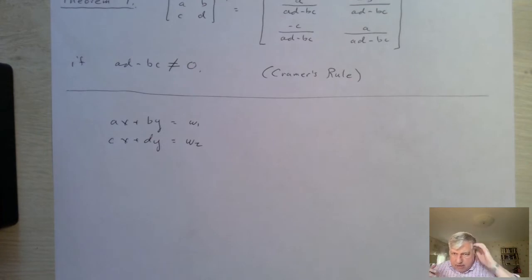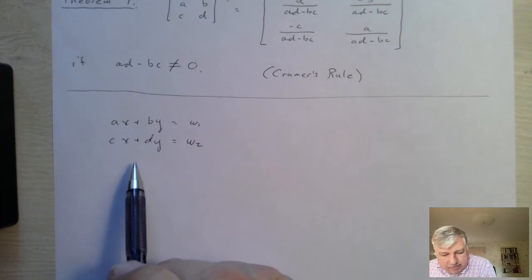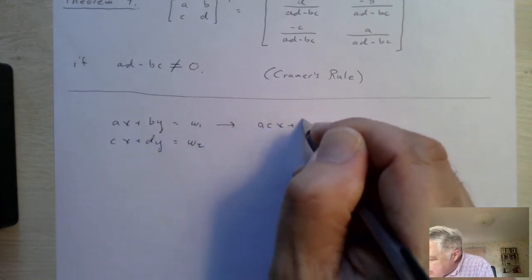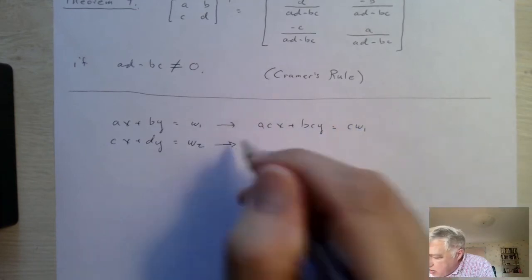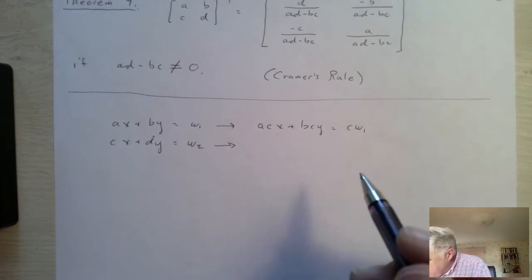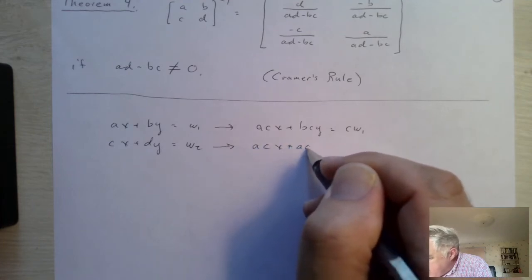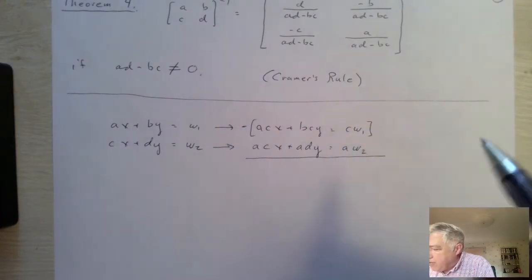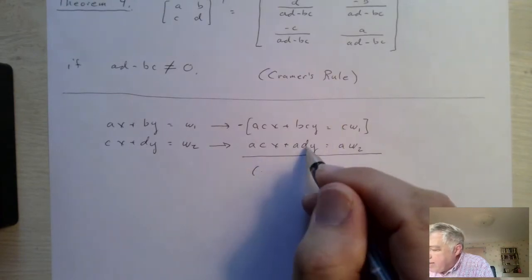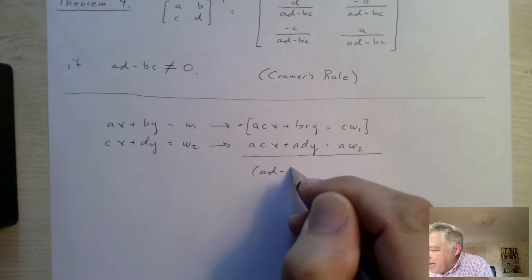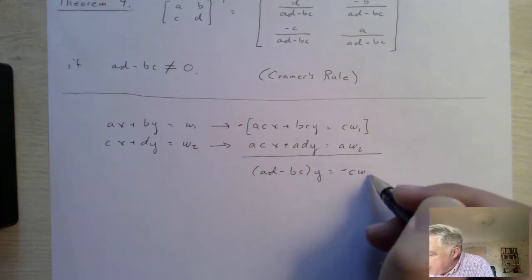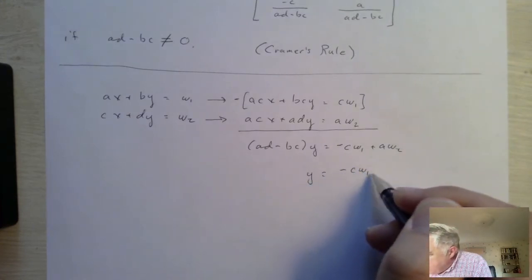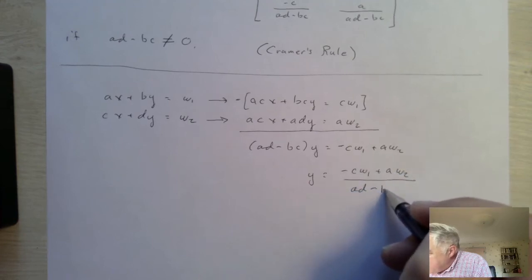If we just want to do this using basic high school algebra, and let's say we wanted to solve for y first by killing the x terms, we can multiply the top row by c, and we'll get acx plus bcy equals cw1, and we can multiply the bottom row by a, and we'll get acx plus ady equals aw2. We can subtract the first equation from the second. The x terms will cancel out, and we'll get ady minus bcy, which when we factor out the y is (ad minus bc)y equals minus cw1 plus aw2. And assuming that this difference is not 0, y will be minus cw1 plus aw2 over ad minus bc.